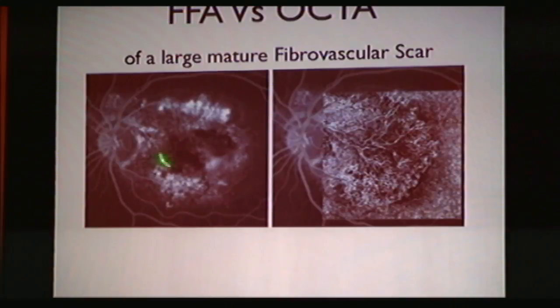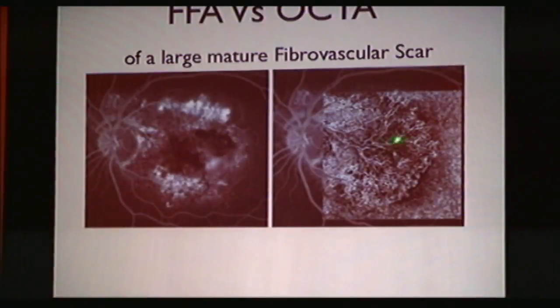Let's compare the two of a large mature fibrovascular scar. This is a simple fluorescein angiography, and you can see how it leaks. So this is the Bruch's membrane. It gives us exactly what is happening to all these vessels.